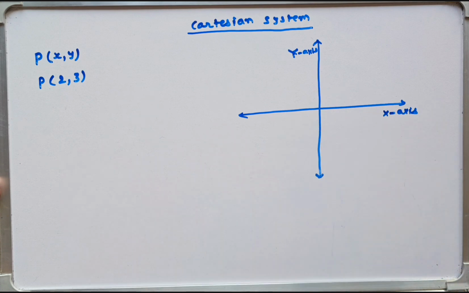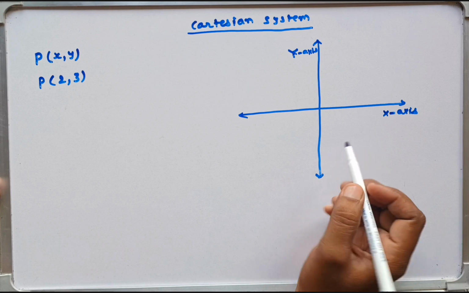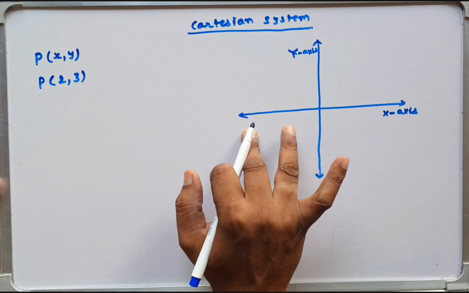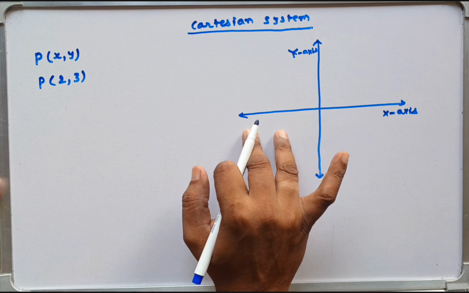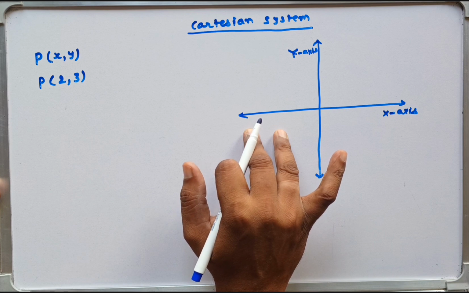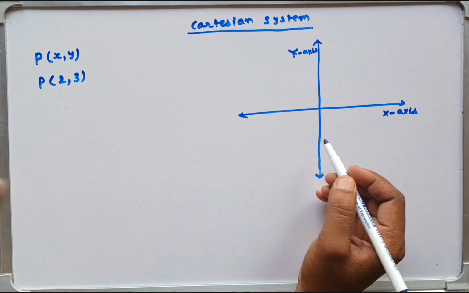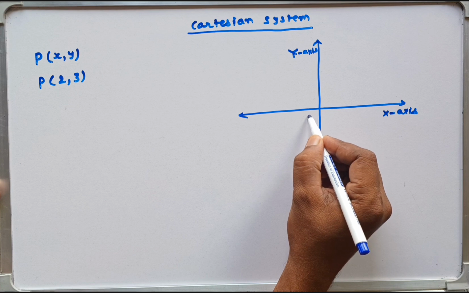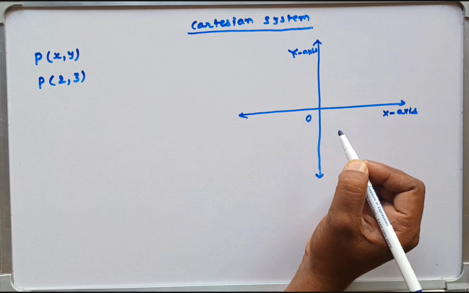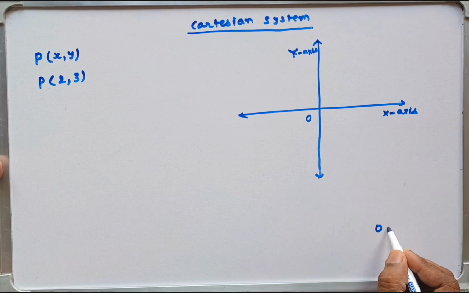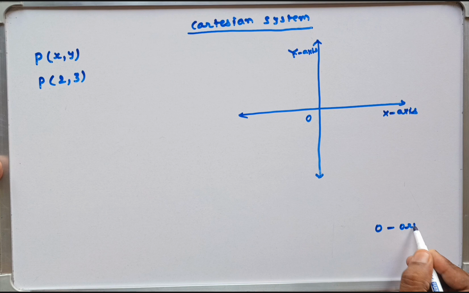Okay guys, the point of intersection of these two lines is called the origin in coordinate geometry, and it is represented by the letter O. See here, O is here, guys. Origin.